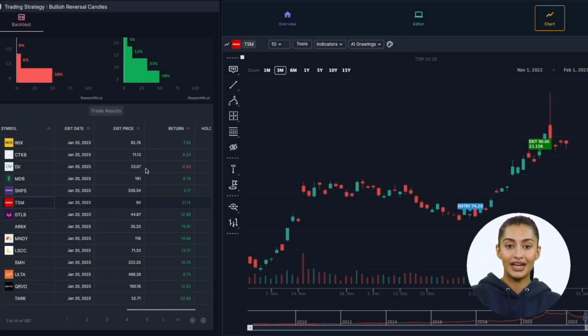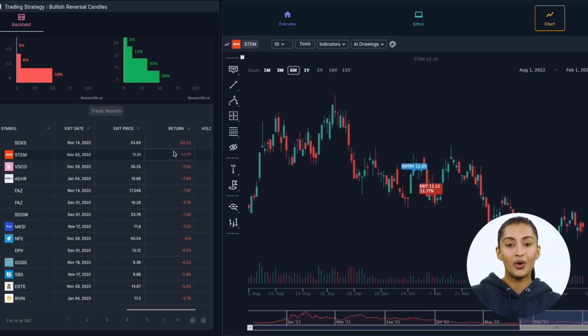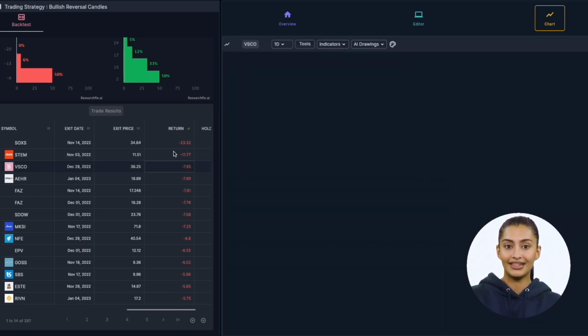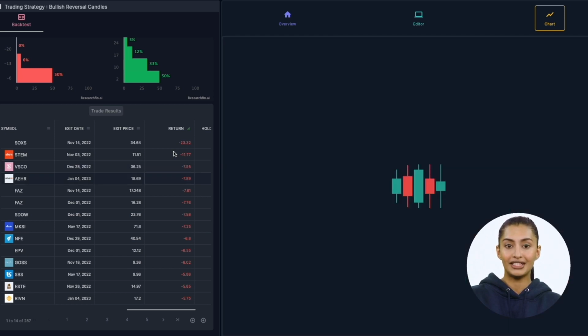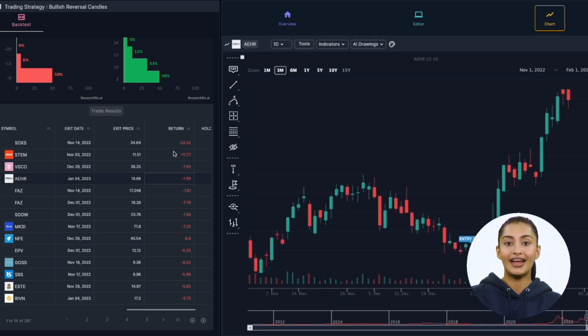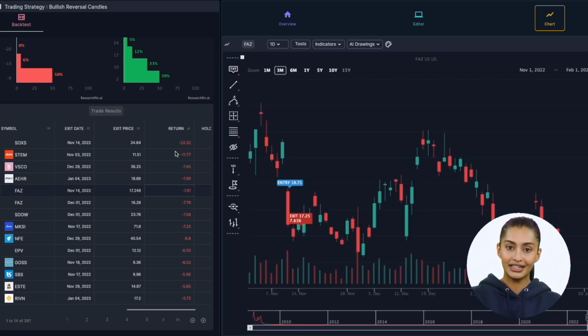You can sort the trades by the return to see the absolute best as well as the absolute worst trades. While profitable trades are a great confirmation, it is more important to study the loss-making trades to understand if there are any visible recurring patterns that can be added as additional criteria to the strategy.